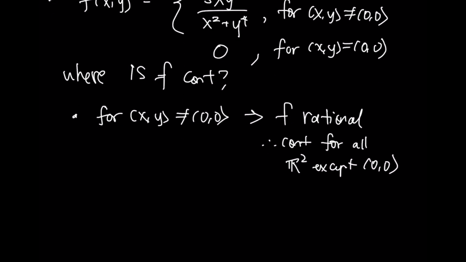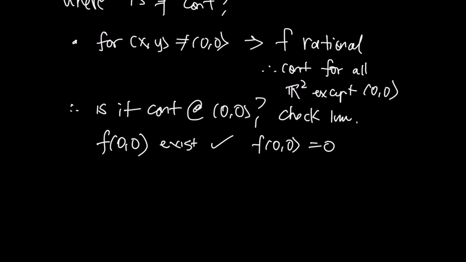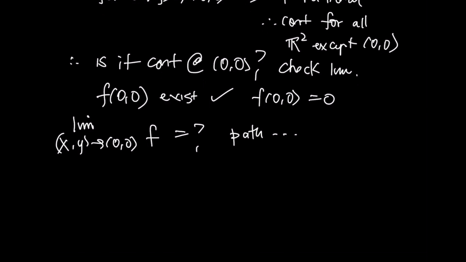And that means I need to answer the question whether or not it's continuous at 0, 0. So there are 3 things to check. Does the value exist? Absolutely. It's been defined as 0 separately. And now what I need to do is talk about the limit as I approach 0, 0 of this function. Does this limit exist? Now what we need to do is talk about the path that we're going to take to see if this limit exists.